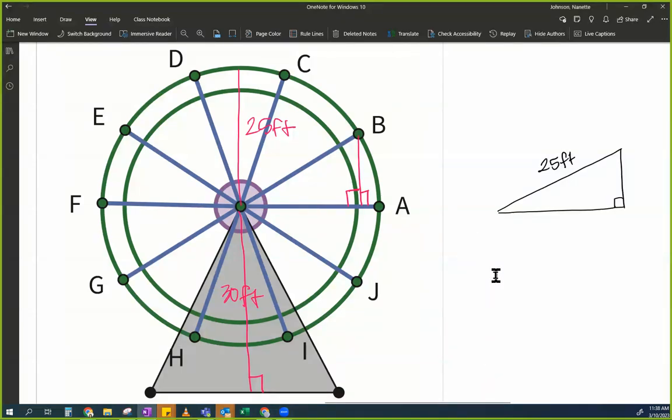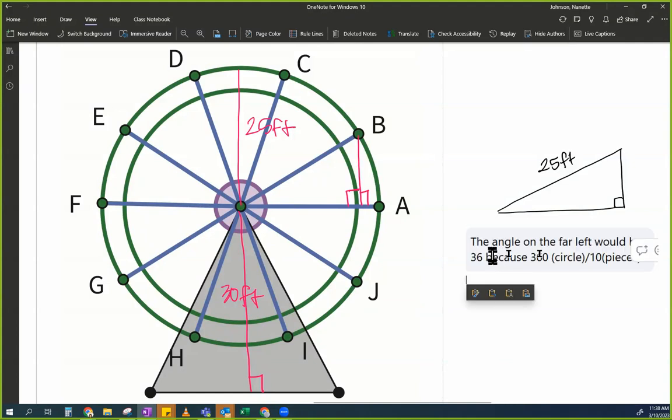Okay. This is what your classmate said. The angle of the far left, this guy here, would be 36 degrees because 360 divided by 10 pieces. Where are the 10 pieces? What is he talking about? I'm asking questions because I already know the answer. This is exactly what you're supposed to do. Just look for the 10 pieces that he's talking about.